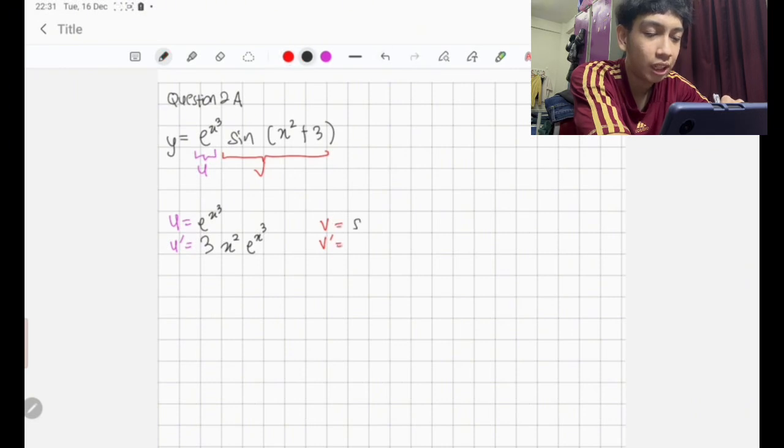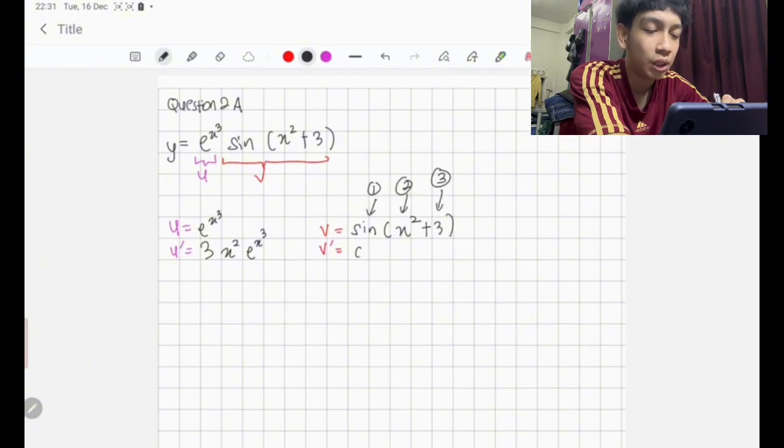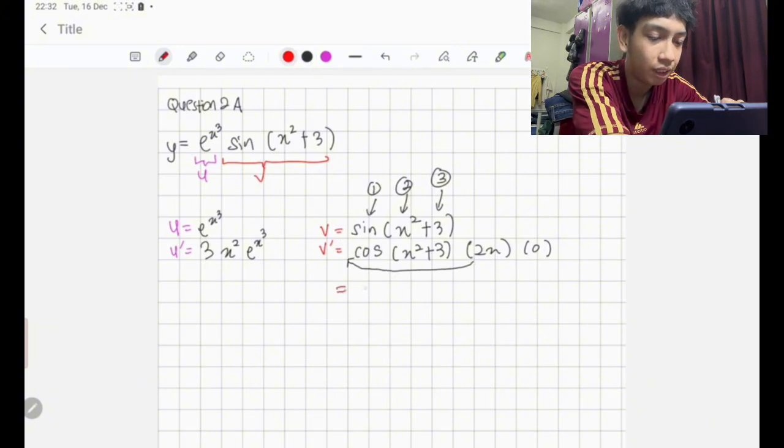Firstly, we need the differentiation of sin, second the differentiation of x^2, and third the differentiation of 3. As a result, we got cos(x^2 + 3) times 2x and 0. We just bring 2x in front of the main terms. So this is the result for the v prime.